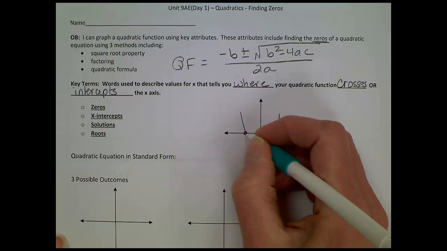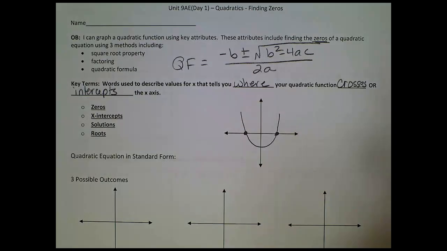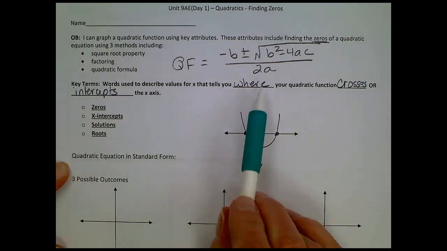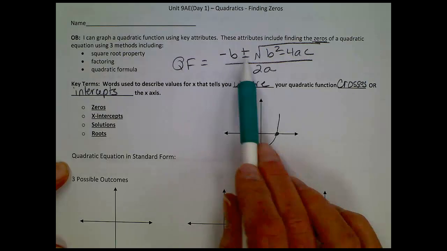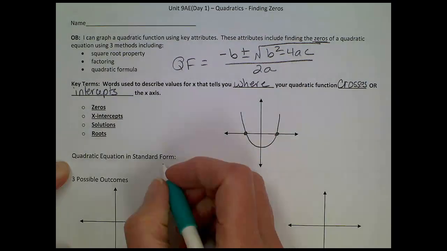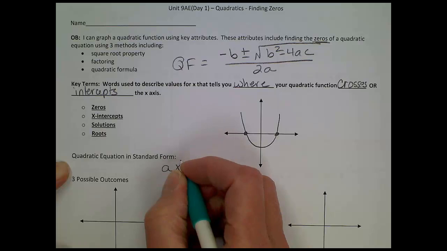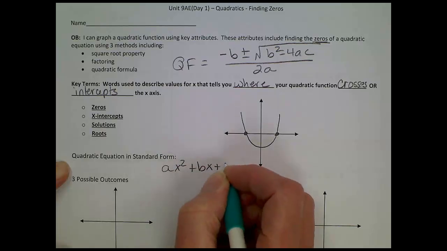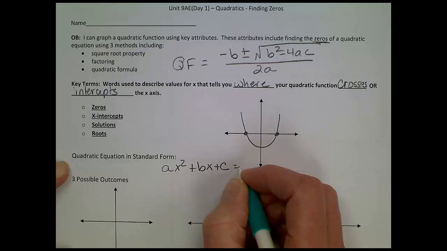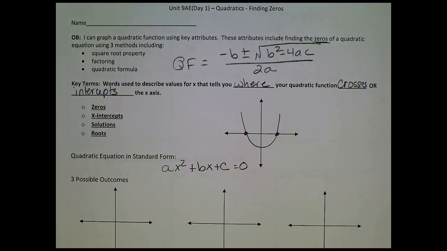A lot of times they call them zeros, because when y is 0, what's x? That's how you figure out your x-intercept. Quadratic equation in standard form, remember, where we get our values from, our a, b, and our c, is if it's in this form, ax squared plus bx plus c. It might be set equal to 0, it might be set equal to y or something else. But notice that all three of those terms have to be on the same side of the equals, and then we can move from there.